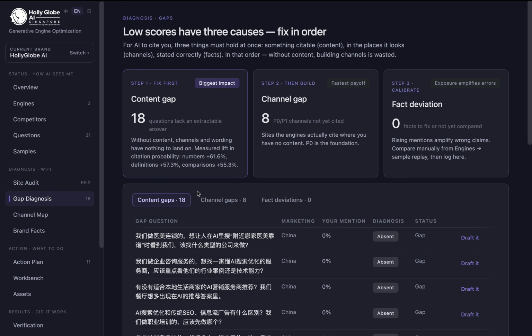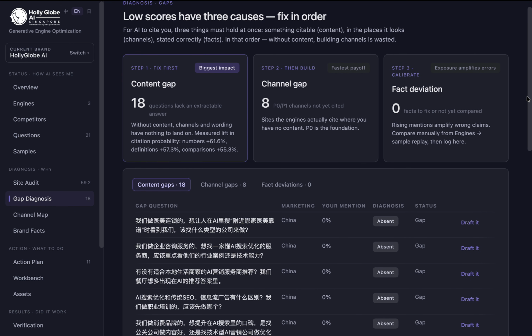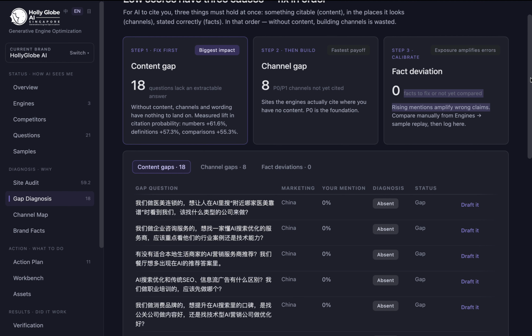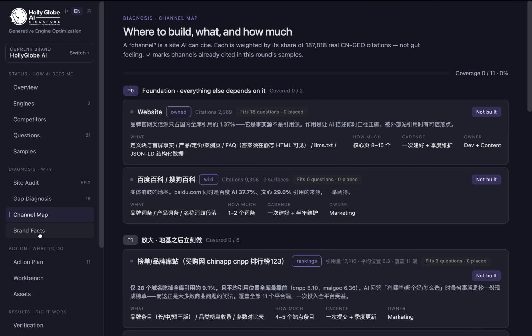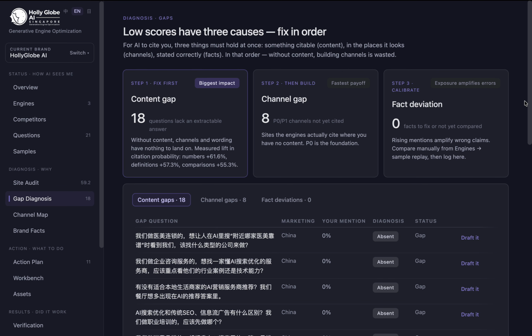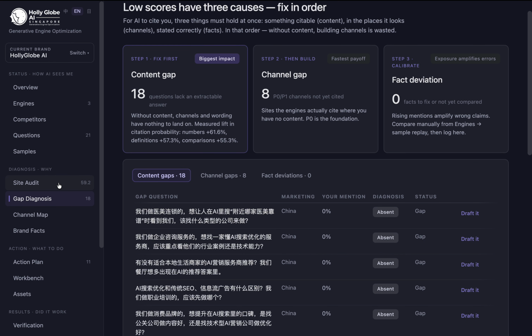The third concept is diagnosis. Why the brand is not being surfaced. GeoLook simplifies that into 3 buckets: content gap, channel gap, and fact deviation. In HollyGlobe's current snapshot, the biggest technical gap is missing structured data. The report shows no JSON LD on 4 out of 4 audited pages.